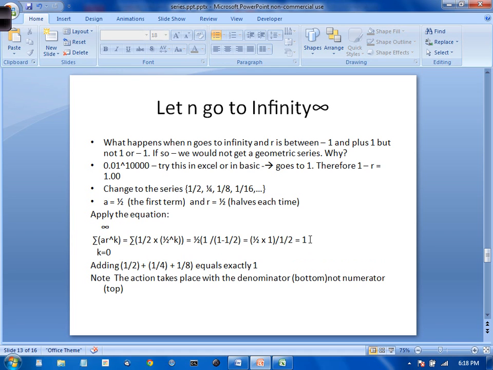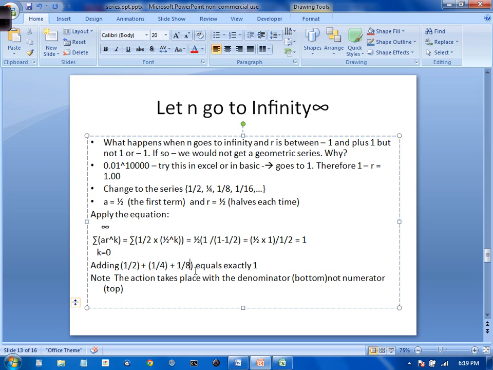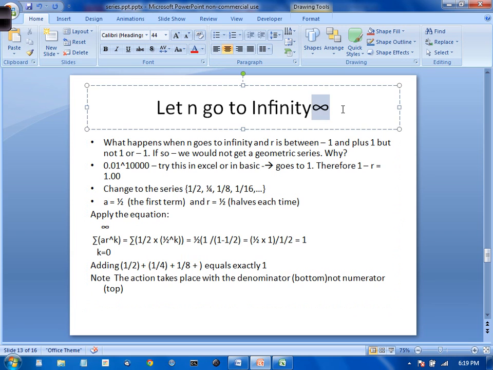So this is just the solution to the fact that you can go from 0.99999, there is a 1. It's worth studying this equation and understanding how that was arrived at when you go to infinity. Adding a half plus a quarter plus an eighth equals exactly 1, if you keep going out to infinity. Where's the infinity sign? I don't see it. Here it is. Correct that now. Edit, copy.